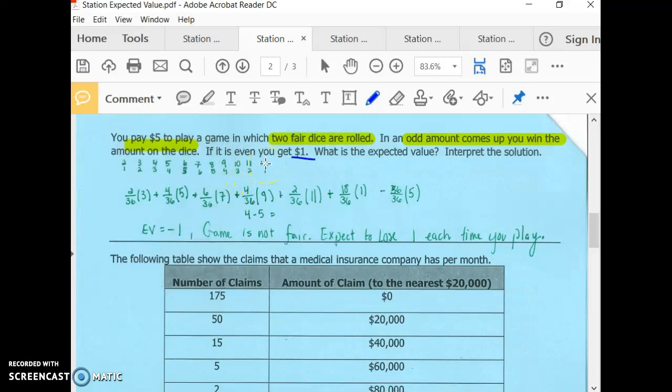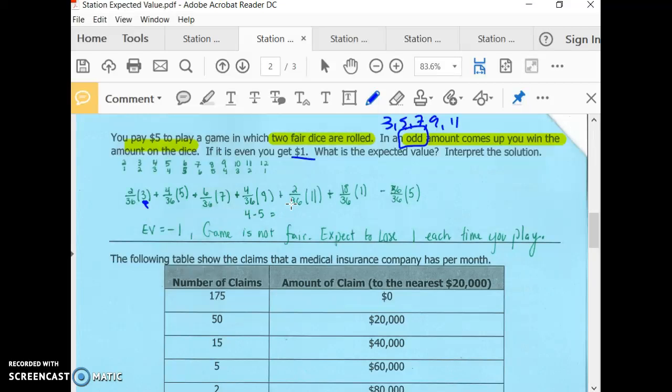So here's the thing. If it's odd, my odd values I can get are 3, 5, 7, 9, and 11. So if it's 3, how many ways can I get a 3? 2 out of 36. If it's 5, I can have it 4 out of 36. If it's 7, I can get it 6 out of 36. How many ways can I get a 9? 4 out of 36. And 11, 2 out of 36. That takes care of the odd amounts coming up, where I'm going to win.